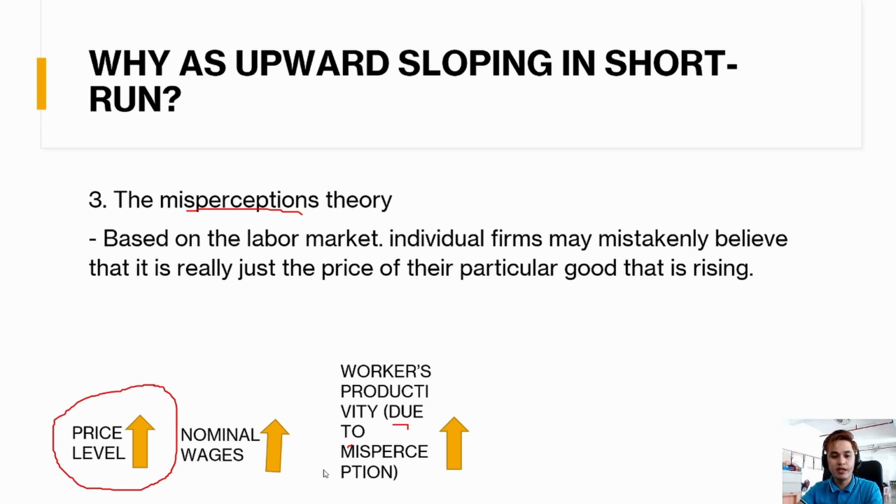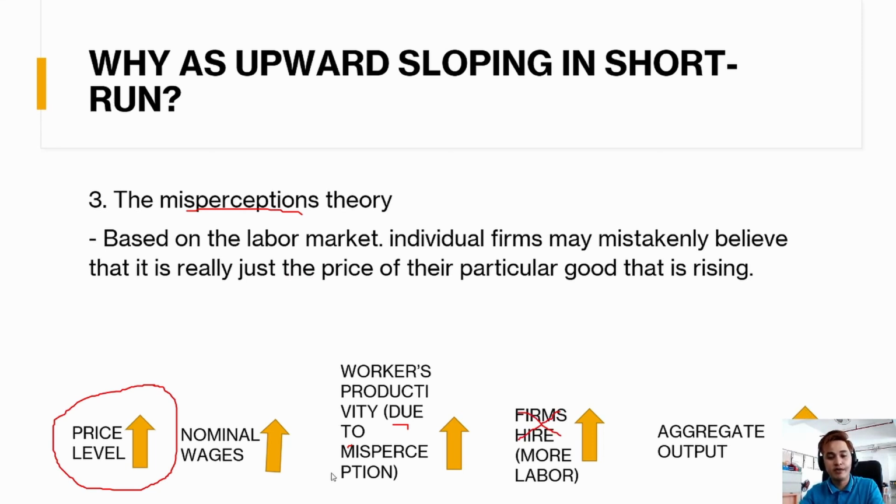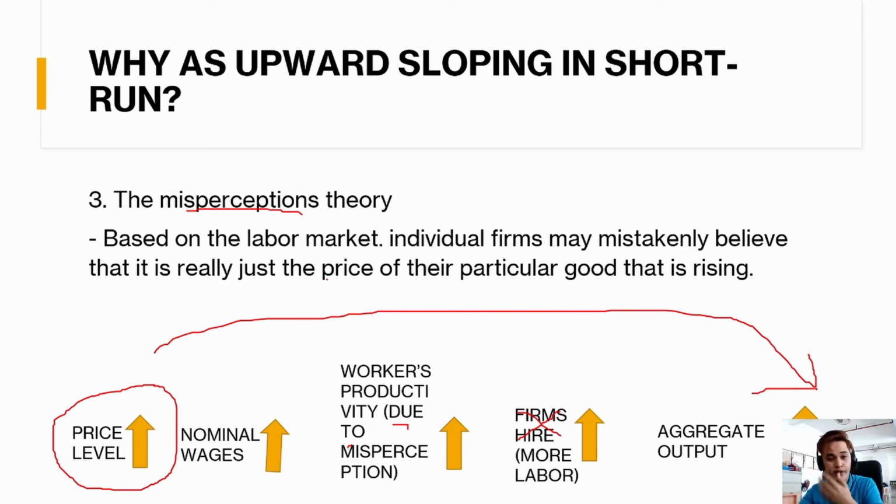So when they became more productive, oh, by the way, wrong ni siya. So they give more labor sa firm, and because of that, the firm will increase its output. So due to misperception, an increase in the price level will also increase the aggregate output. So the reason why our AS curve is upward sloping.